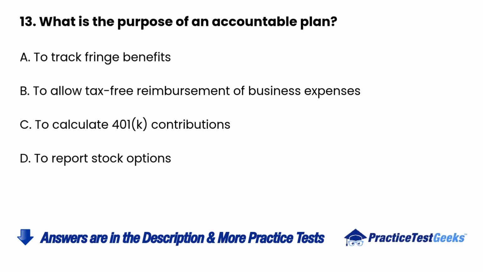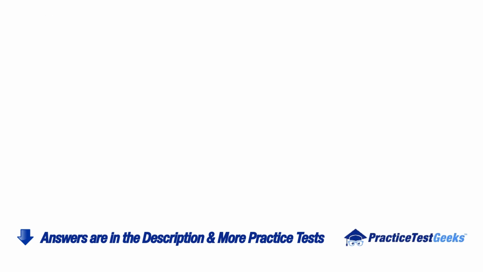13. What is the purpose of an accountable plan? A. To track fringe benefits. B. To allow tax-free reimbursement of business expenses. C. To calculate 401k contributions. D. To report stock options.